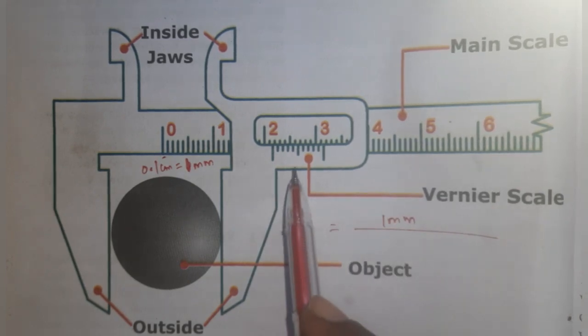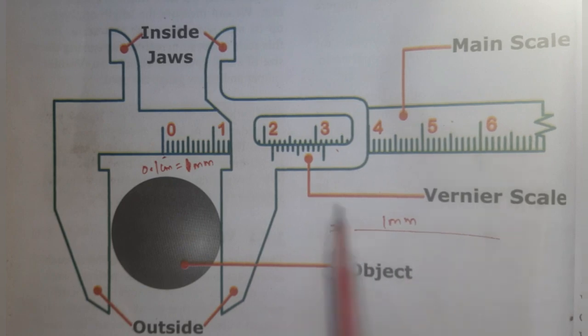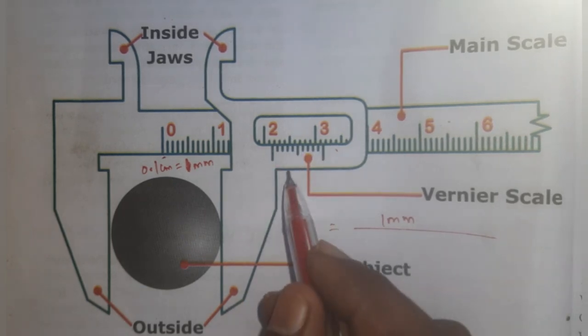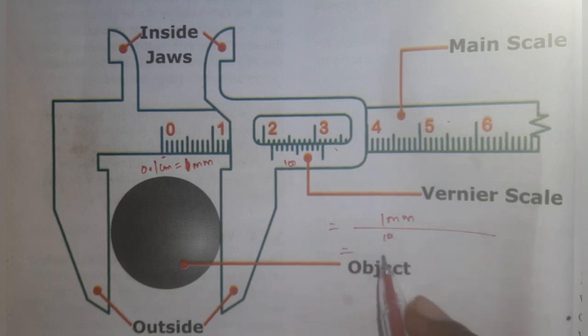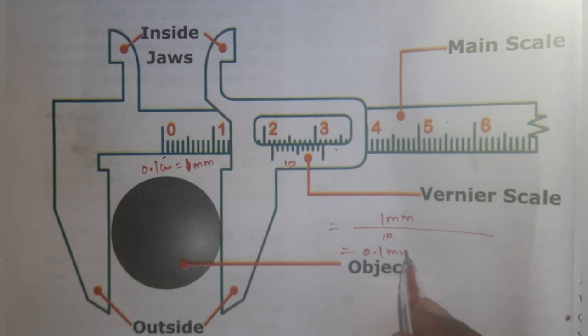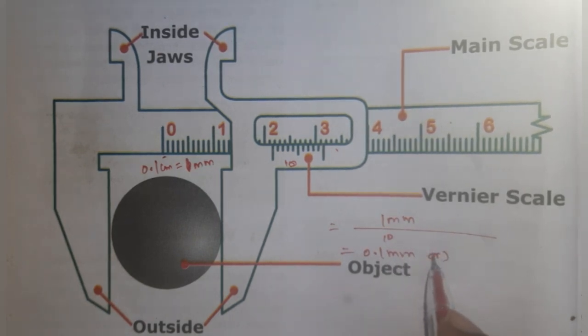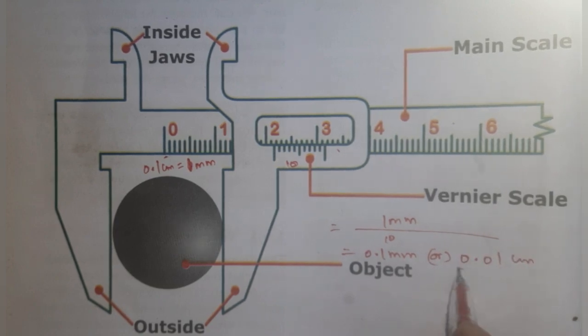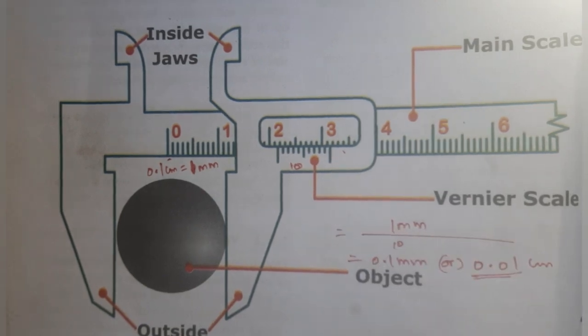Then divide by the total number of vernier scale divisions, which is 10. Then 1 millimeter by 10 is 0.1 millimeter. This is the least count of the vernier caliper, or we can express it in centimeter as 0.01 centimeter.